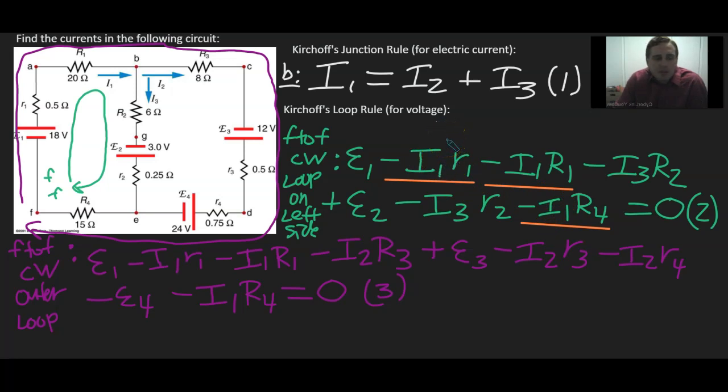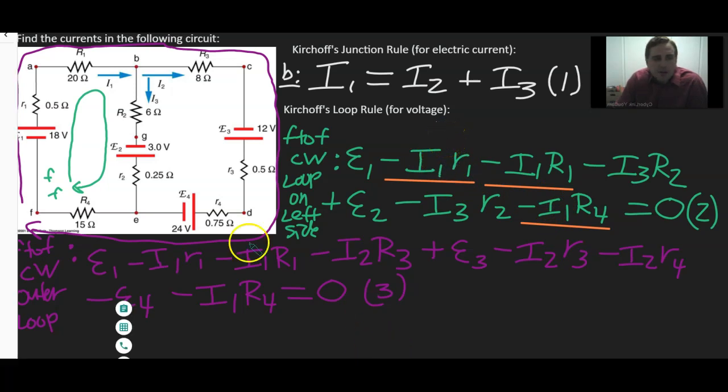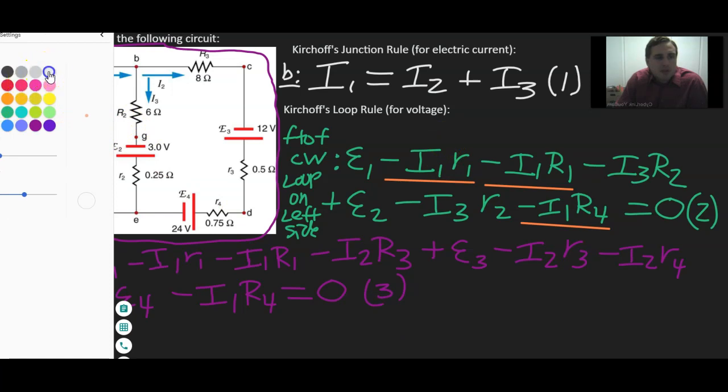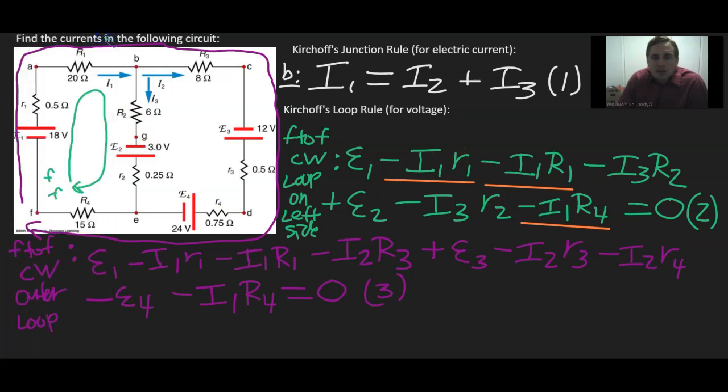In fact, one thing I probably should write down while I'm thinking of it, just to make sure this problem is clear to you the viewer: I1 and I2 and I3 are the variables that we seek. Those are the unknowns. Because we were told at the beginning, find the currents in the following circuit.